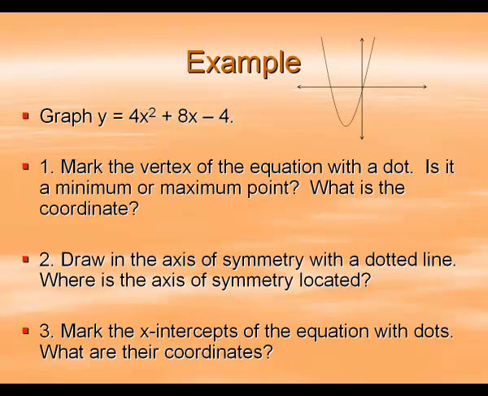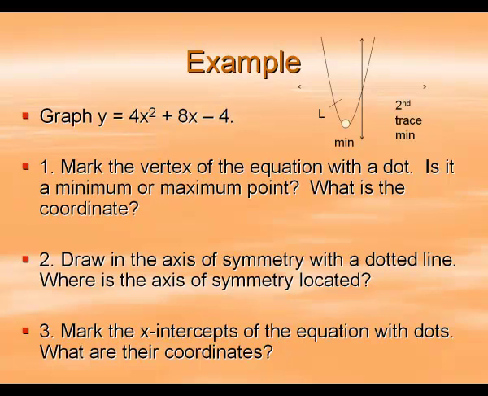Okay, now the question says we want to mark the vertex of the equation with a dot, which is right here. Is this a minimum or maximum point? It's a minimum. And we're going to find the coordinate. Go to second trace, minimum in your calculator. And your calculator is going to ask you to set some left bound and right bound.